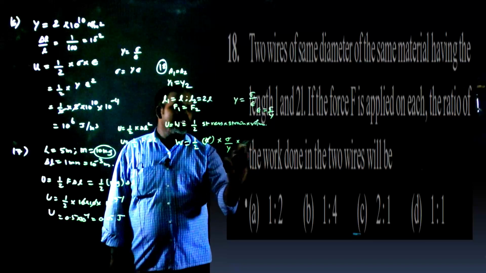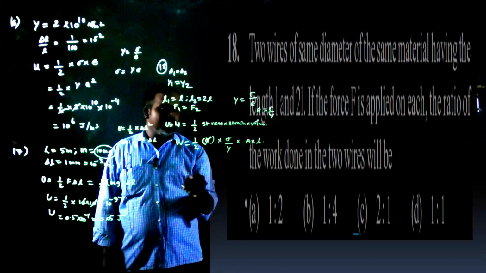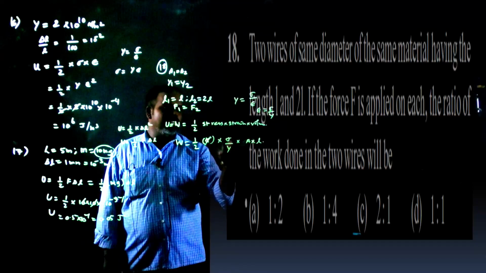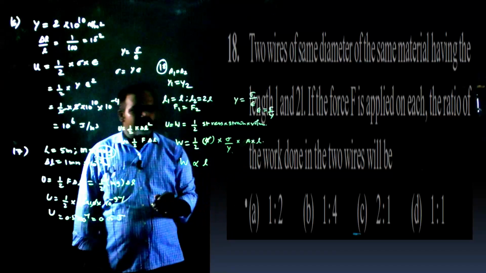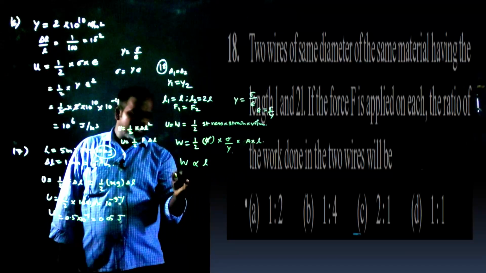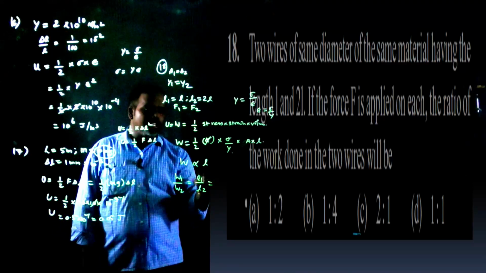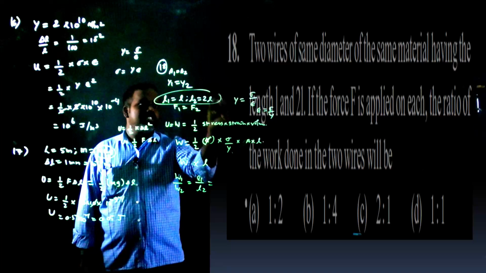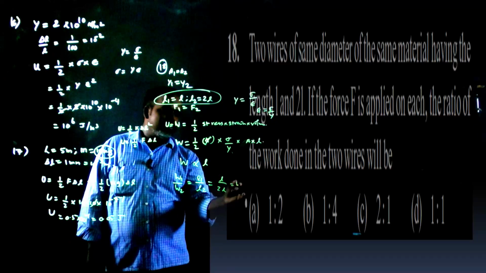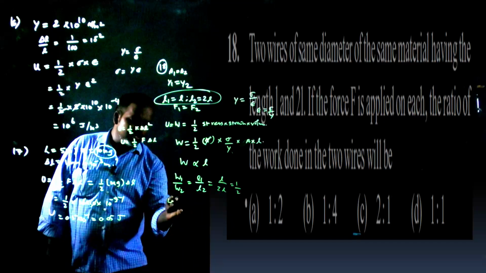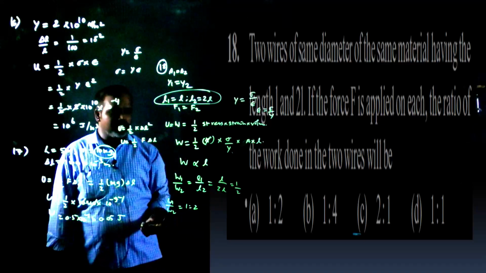Volume is nothing but area into length. So now you see that the same area, same sigma and Y, everything is constant. Therefore I can write that W is proportional to L. So the work done required is W1 by W2 equal to L1 by L2. Substituting the values here, L by 2L is equal to 1 by 2. Therefore W1 by W2 is 1 is to 2. So option A is the correct answer.